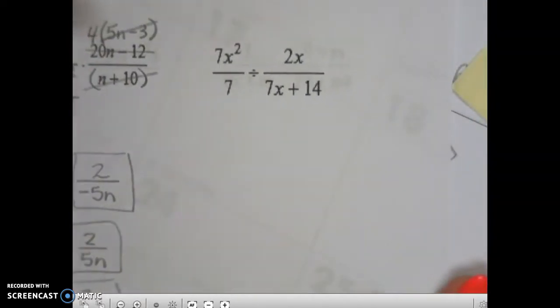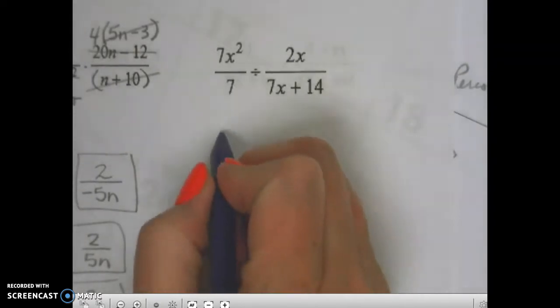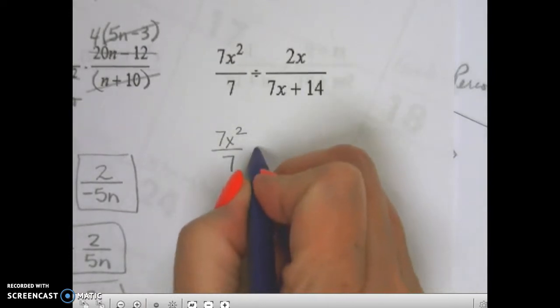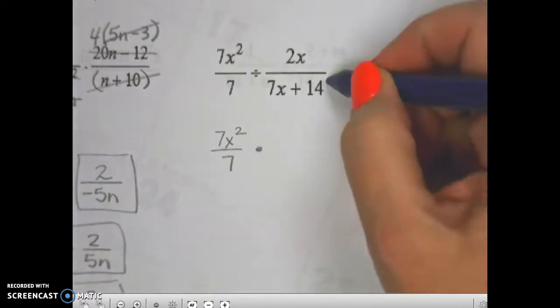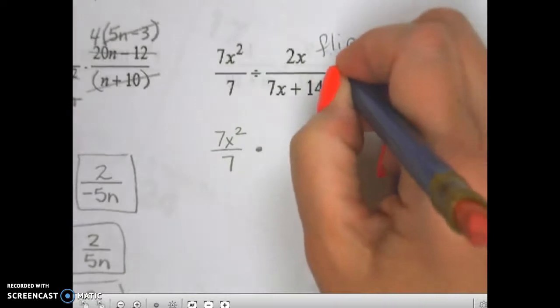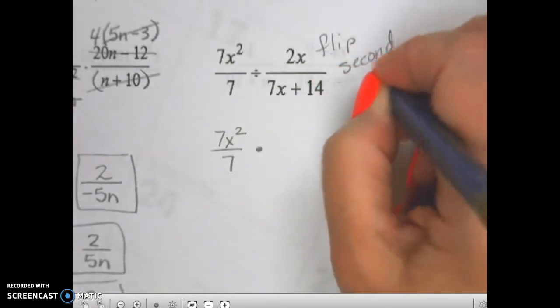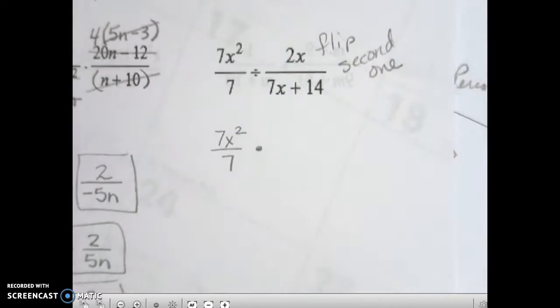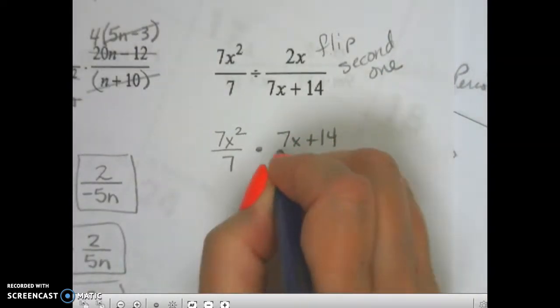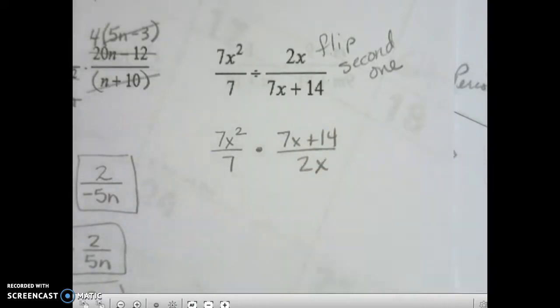Well, division is just a little bit different because we don't divide fractions. We multiply by the reciprocal. So I'm going to keep my first term, 7x squared divided by 7. Now I'm going to change it to multiplication, and I'm going to flip this second one over. We always flip the second one. So this one's going to be 7x plus 14 over 2x.